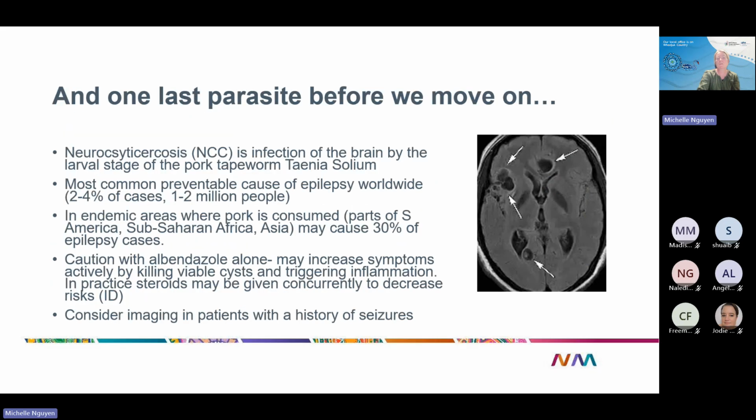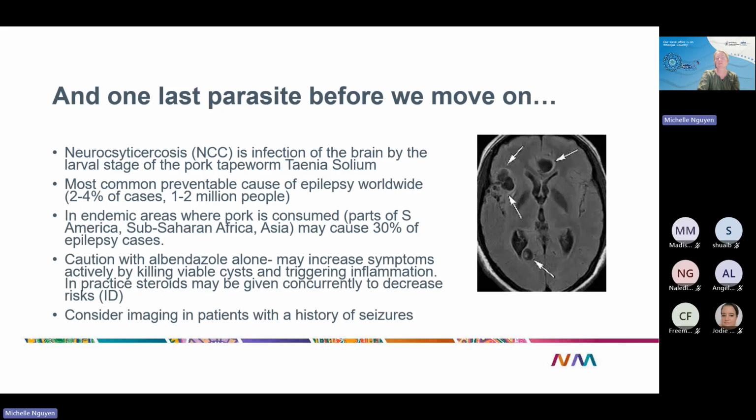And one last parasite before we move on. So I thought I'd covered everything, but then I had a thought. Neurocysticercosis is an infection of the brain by the larval stage of the pork tapeworm. It's the most common preventable cause of epilepsy worldwide. So 2 to 4% of cases of epilepsy worldwide, about 1 to 2 million people. Especially in endemic areas where pork is consumed. Some groups of refugees we have don't eat pork, and so they're at lower risk. But in areas where pork is consumed, it may cause up to 30% of epilepsy cases.